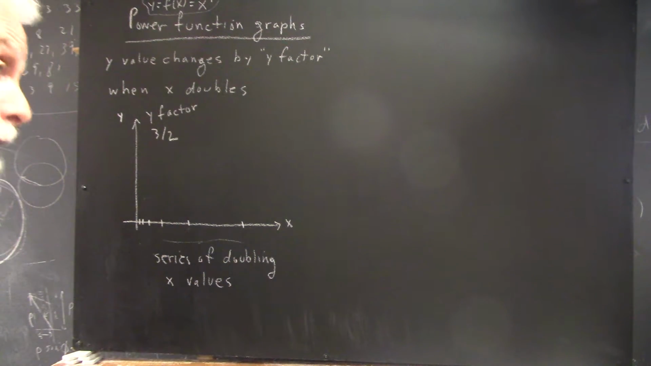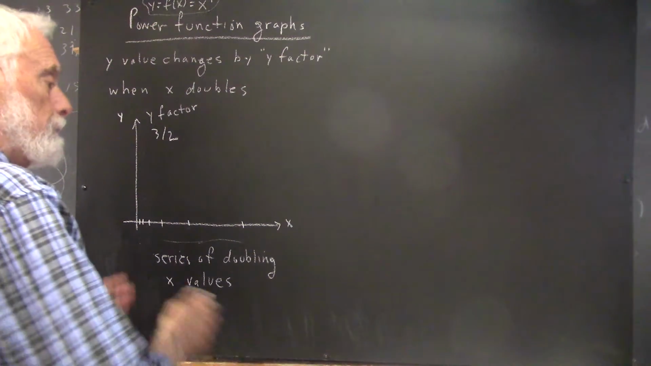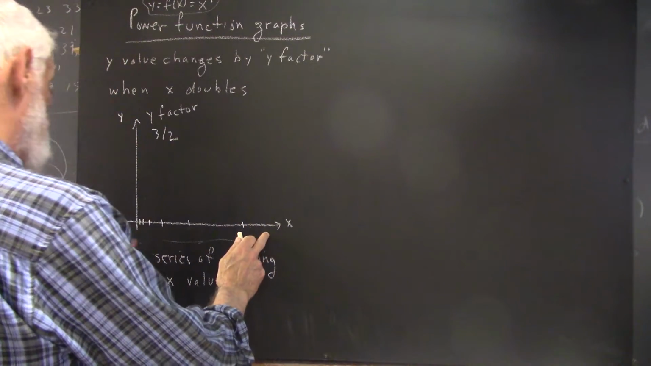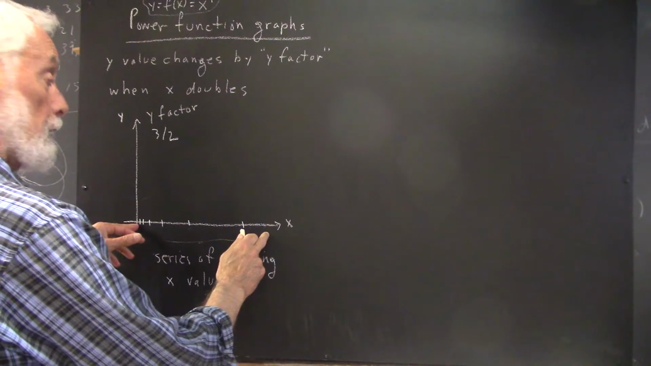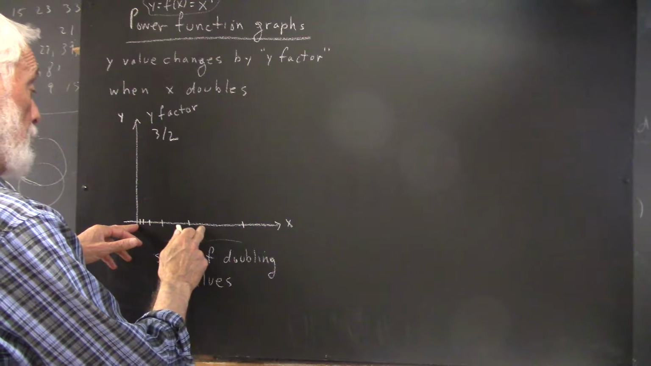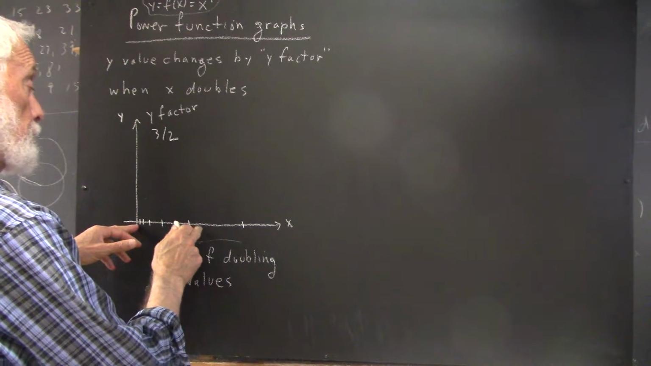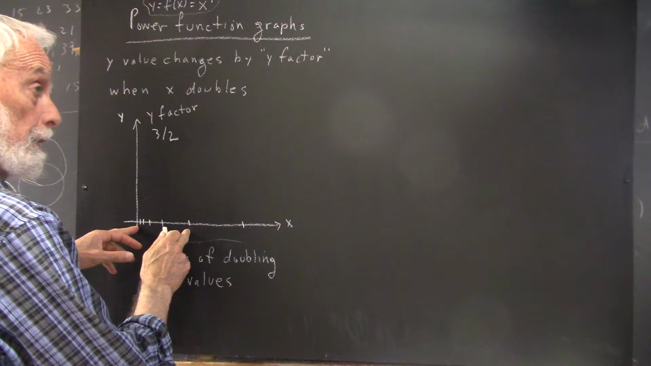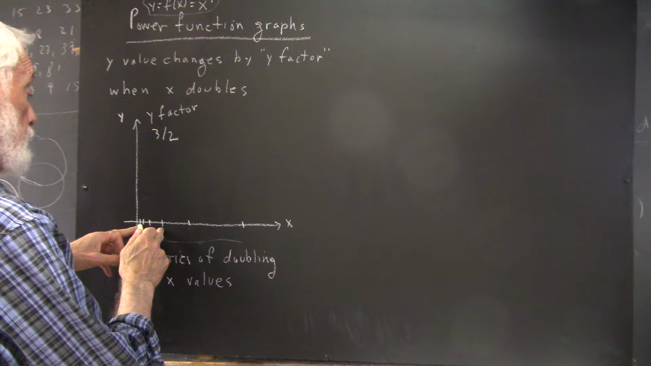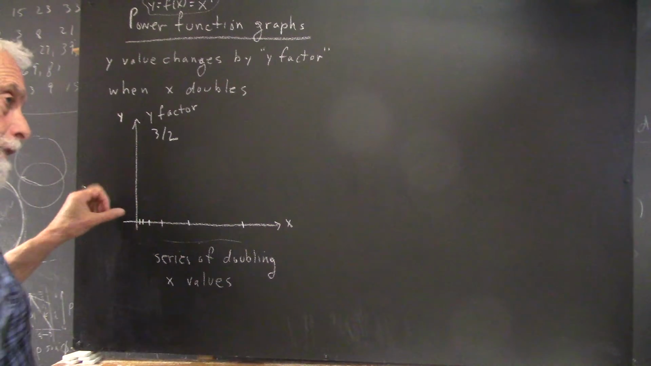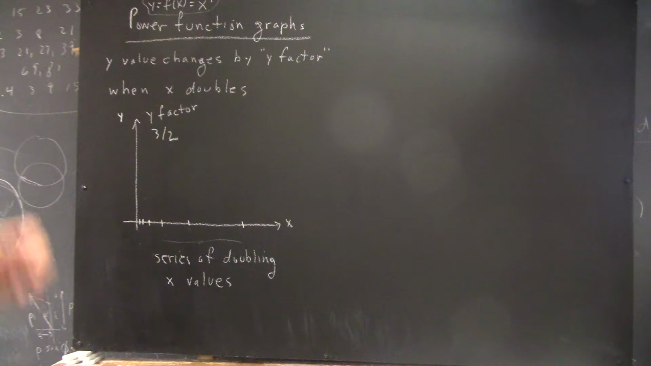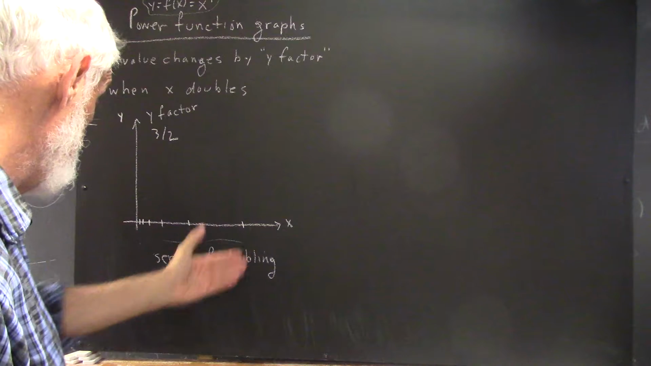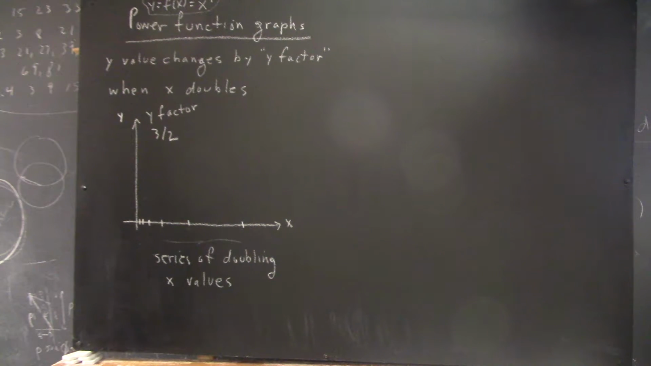Now, another way to get a series of doubling x values, if we know how far we want to go on the x-axis, is to specify a point here, and then bisect the interval between the origin and that point. So had we specified this point, when we bisected, we would have gotten here. When we bisected that, we would have gotten this point, and so on, until we get so close that we can't construct the bisecting. Okay? So there we have it. A series of doubling x values.